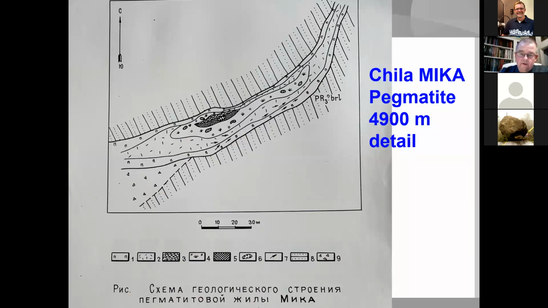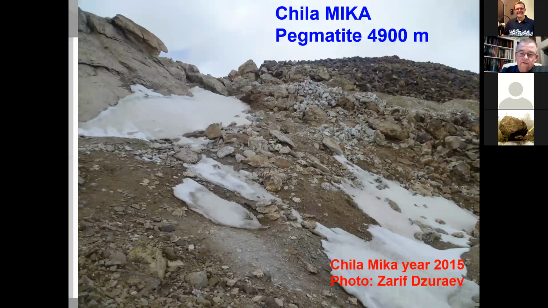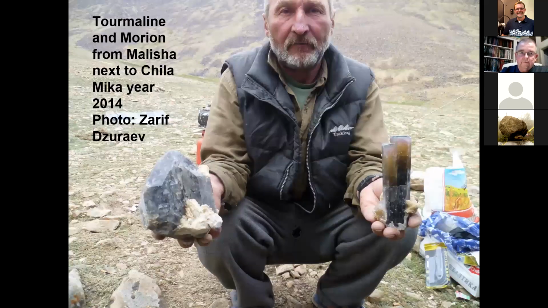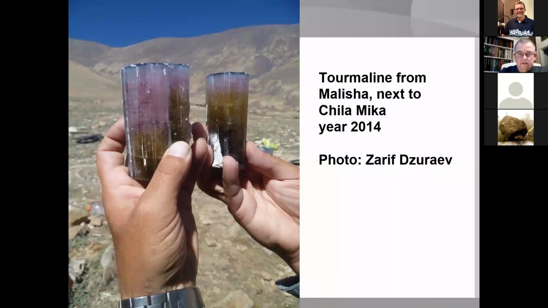And here's the detailed geology of Shilamika. And here's the northern face. You can see some snow is laying, and this is during the best part of the season. And here are some beautiful examples. The tourmalines can be multicolored. This is from the Malisha vein, which is at 4,800 meters, just 400 meters away, and northwest of Shilamika, which was discovered by this team of geologists.